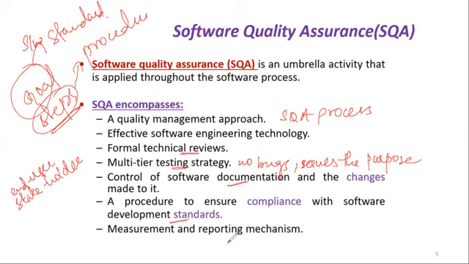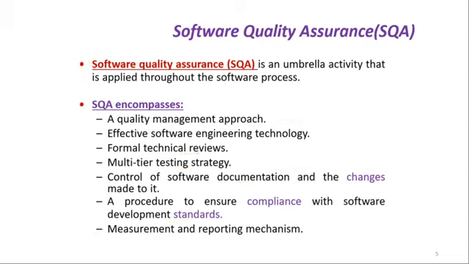The next is the measurement and reporting mechanism. Measurement is going to ensure that these specific standards are met, whether you're meeting the deadlines, and through the reporting mechanism, if there are any shortcomings within the software, those can be reported to the managers. So this is your software quality assurance.